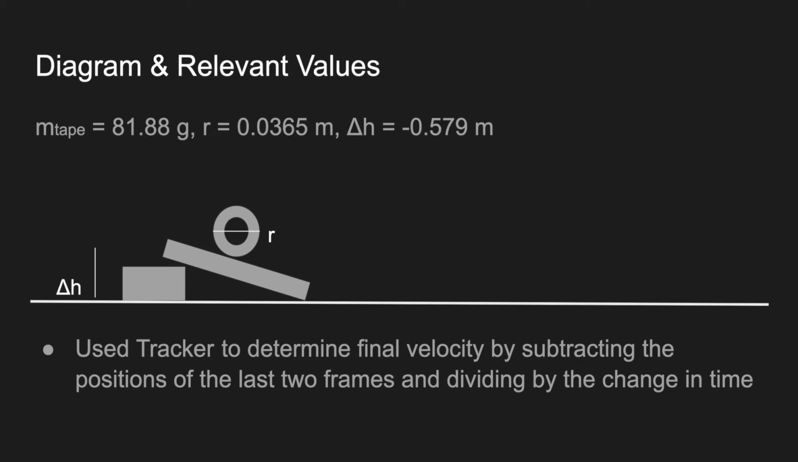To expand and work with our equation, we need to note that the mass of the tape is 81.88 grams, and it has a diameter of 7.3 centimeters, and thus a radius of 3.65 centimeters. Additionally, I derived the difference in height from my Tracker analysis video to be 0.0579 meters in the negative y direction. Lastly, the final velocity was solved by the average velocity formula using data derived from Tracker. I subtracted the position of the second to last frame from the very last frame, and then divided by the change in time between those two frames.